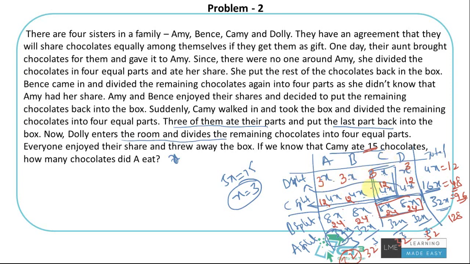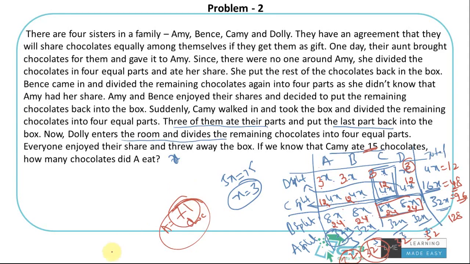Totally C ate 3 plus 12, 15. D ate 3. How many did B eat? 3 plus 12 plus 24. This is not eaten by B, right? How many did A eat? 3 plus 12 plus 24 plus 32. So that is 24 plus 12 is 36 plus 3, 39 plus 32 will be 71. So A ate 71 chocolates, right? That's how we solve this.